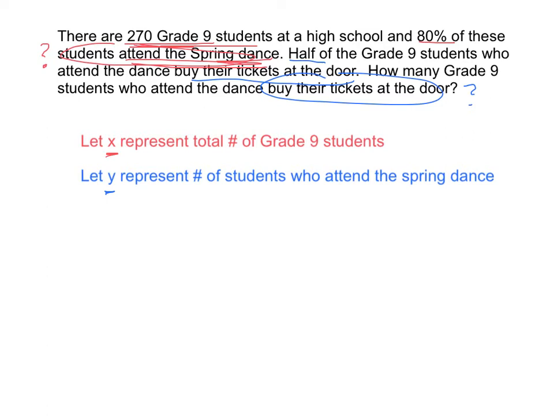Think about how X and Y can be related. How are the total number of students related to the number of students that attend the dance? Well, we know that of all the students, only 80% of them attend the dance. So how can we create our equation? 80% of 270 will tell us how many students attend the dance. So what we're trying to actually calculate here is Y. This is what's unknown. We don't know how many students attend the dance. So let's start the equation with Y equals, since this is what we need to calculate.